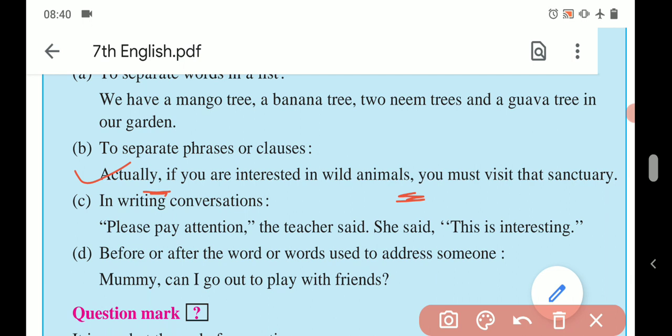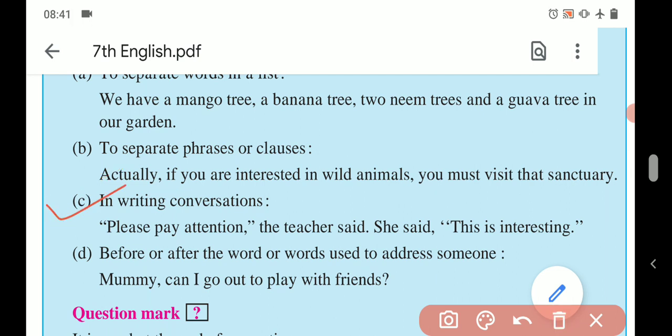Remember, if you are interested in wild animals, this is the first clause. You must visit that sanctuary, it is the another clause, and these clauses are shown over here using the punctuation mark, that is comma, in between. Actually, it is the word that is an adverb or adverbial. It is used in the beginning only, so there is a comma after it.